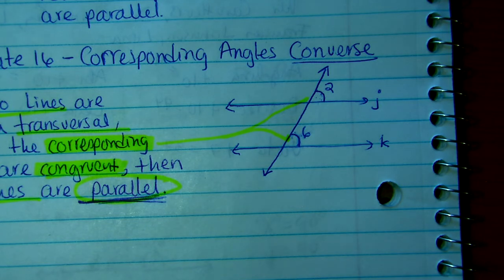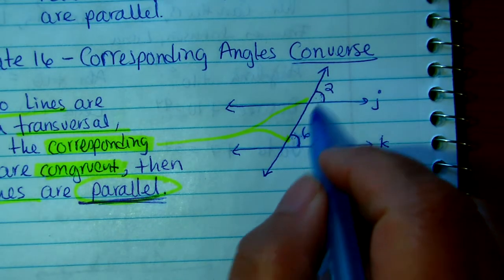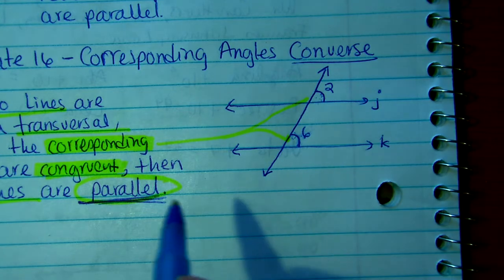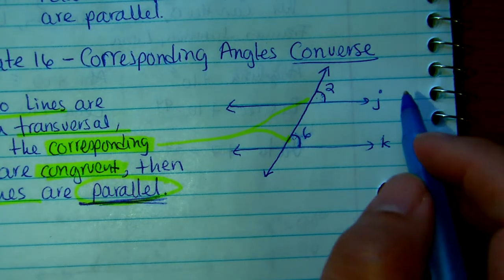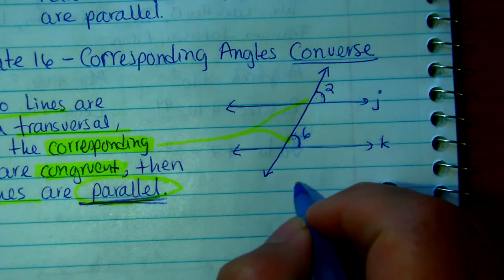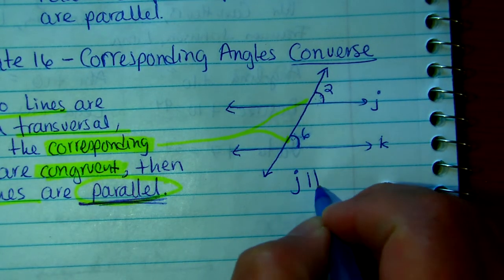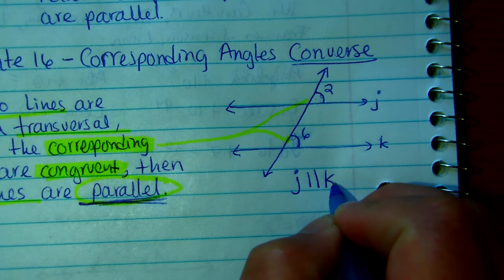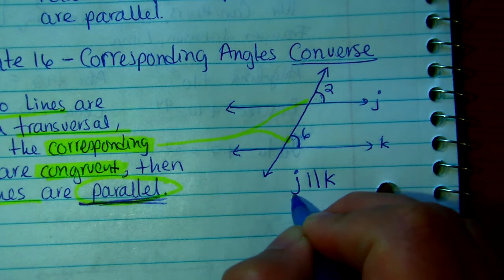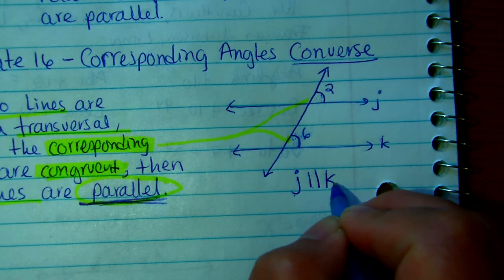So if these two angles are congruent, then we can say that line J is parallel to line K.